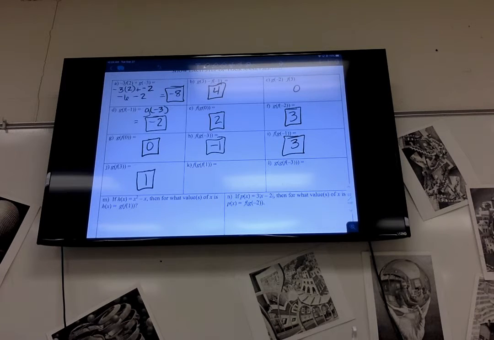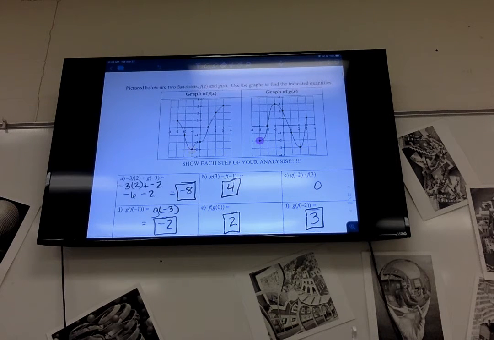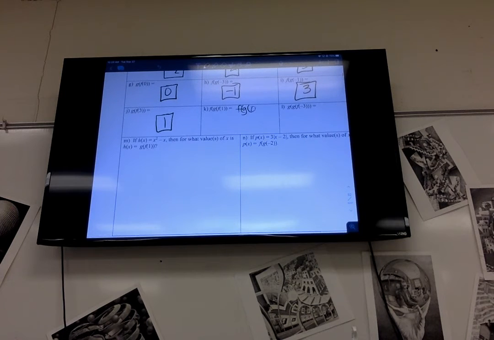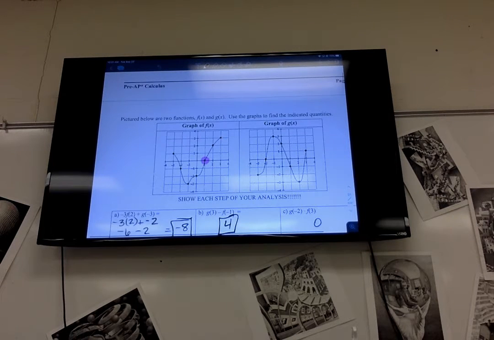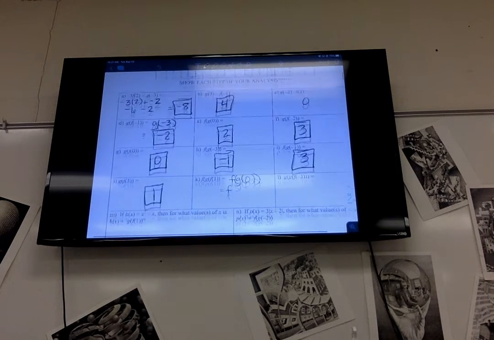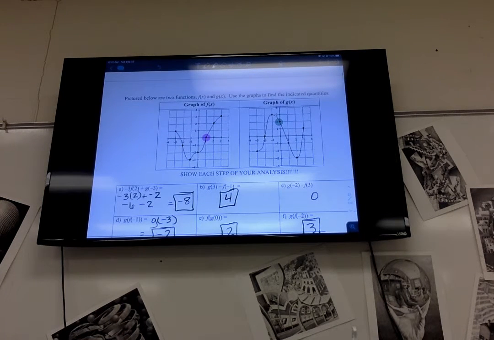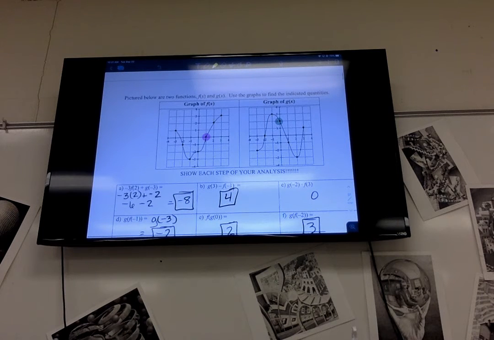Okay, so we find f of 1 first. So that's f of g. f of 1 is 0. So then we find g of 0. g of 0 is up there at 2. So it's f of 2. And f of 2 is 2.